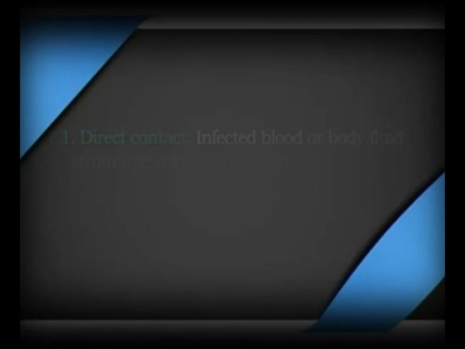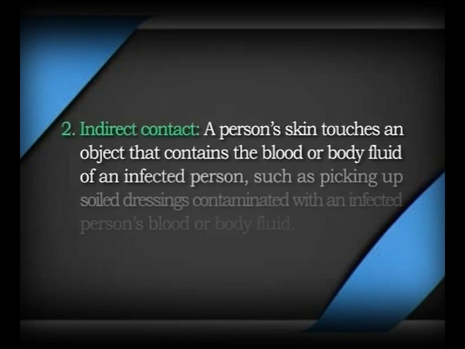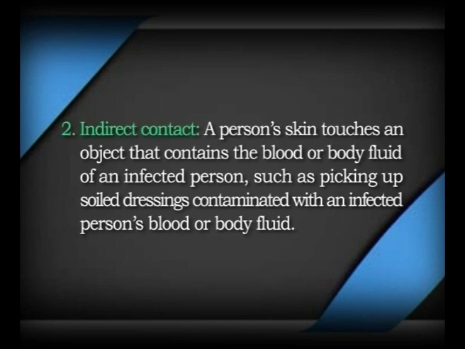These diseases and other blood-borne pathogens are spread primarily through number 1, direct contact. Infected blood or body fluid from one person enters another person's body at a correct entry site, such as infected blood splashing in the eye. Number 2, indirect contact. A person's skin touches an object that contains the blood or body fluid of an infected person, such as picking up soiled dressing contaminated with an infected person's blood or body fluid.